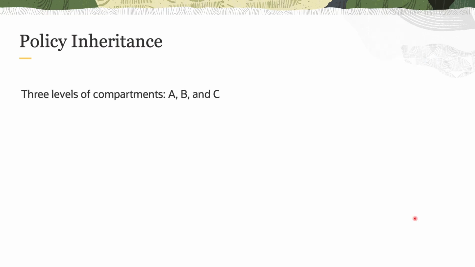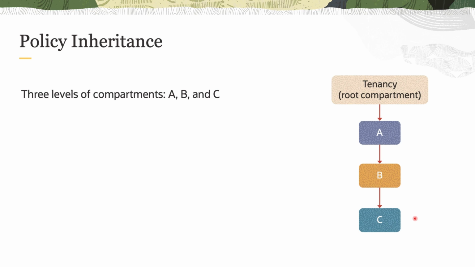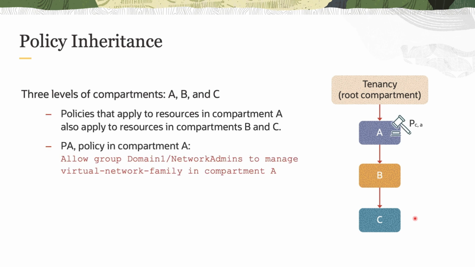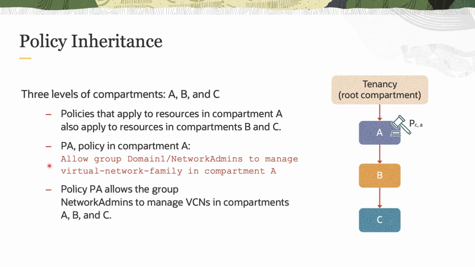Consider that we have the root compartment and then we have three levels of compartments that are nested and named A, B and C. Now suppose you wrote a policy for compartment A giving access for the domain 1 network admin group to manage virtual cloud network family in compartment A. That means network admin can manage VCN in compartment A and also in compartments B and C because our access permission flows downstream due to inheritance.